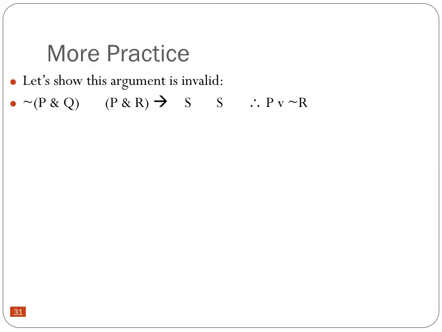So this has P, Q, R, and S. This has 4 atomic sentences, so this would be a 16-row truth table if we did a long truth table. So we're going to find the main connective of each premise. That's the negation in premise 1, not (P and Q). It's the arrow in premise 2. Premise 2 is (P and R) horseshoe, or arrow, S. And that S maybe should be a little bit closer to that arrow, but so be it. And the third premise is just S.